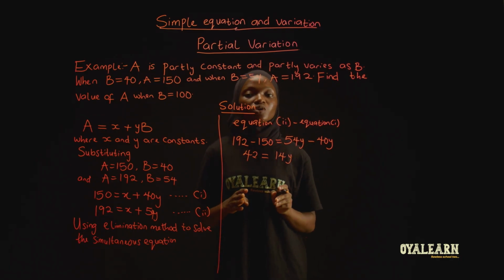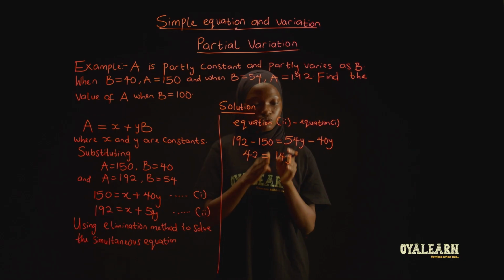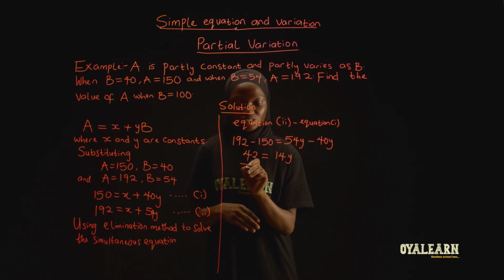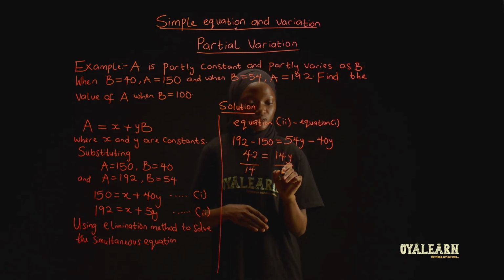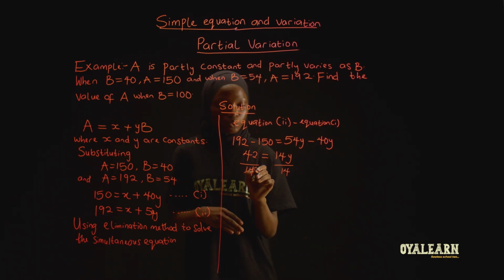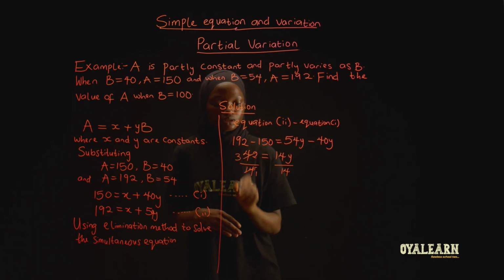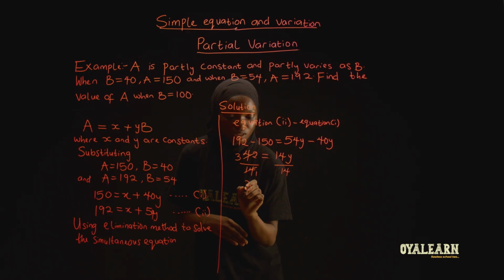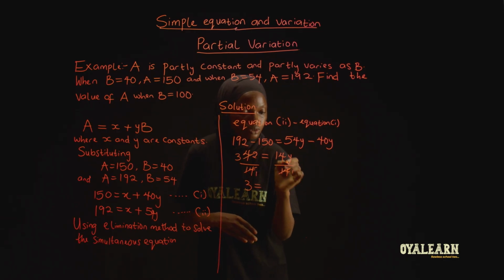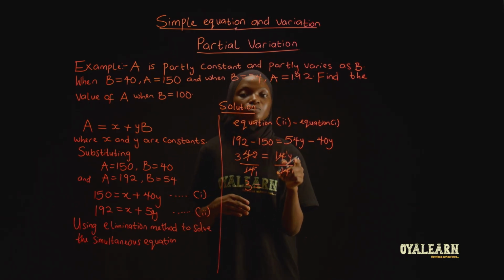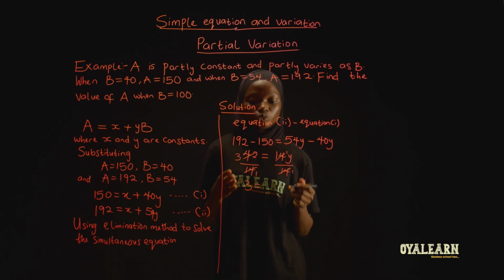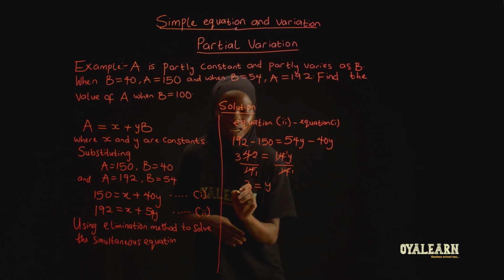Now to find the value of Y, we divide both sides by the coefficient of Y, which is 14. So we have divided by 14, divided by 14. 14 goes into 42 three times, so we have 3 over 1, which is 3, equals 14 goes into 14 once, so we are left with 1 times Y, which is Y, which we can write as Y equals 3.